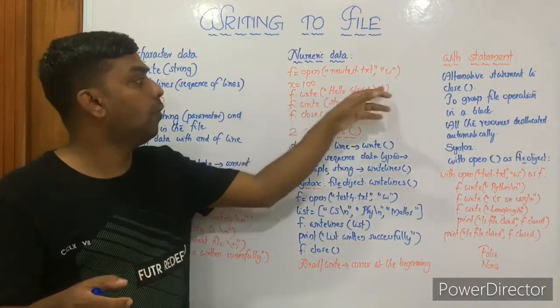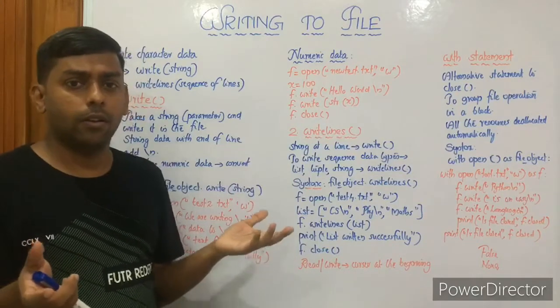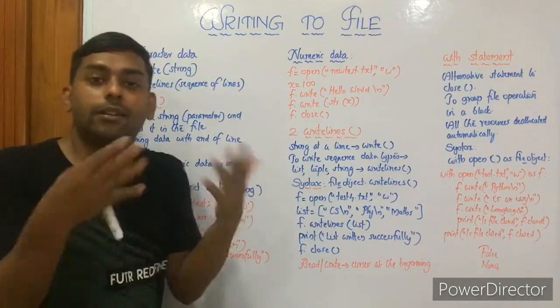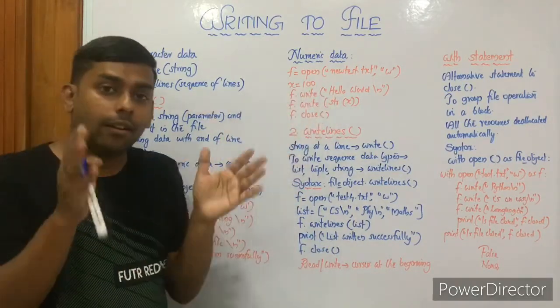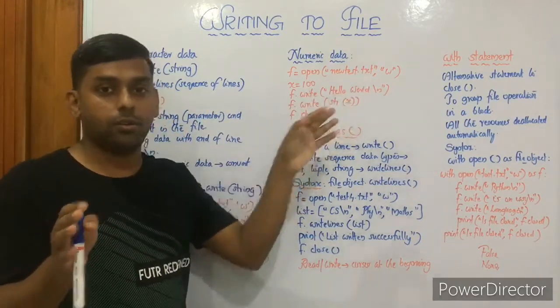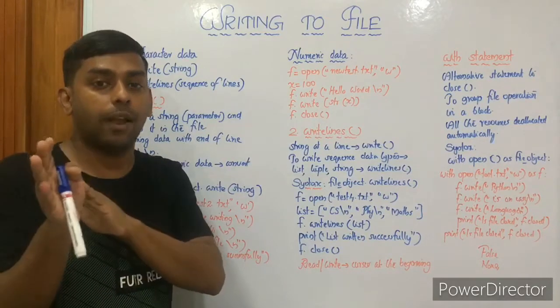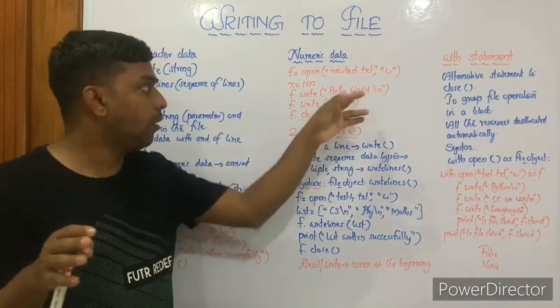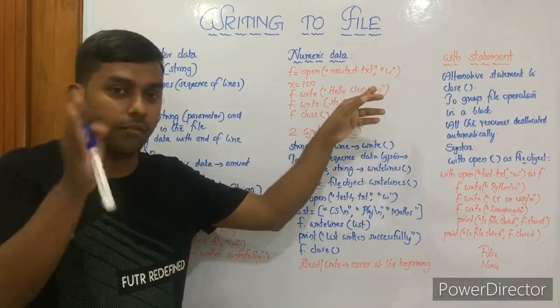Then f.write hello world /n. What is that? It's writing character data. So you can write character data or string data directly. Then hello world /n. So hello world will be written in the file as the first line, and you have /n. That's why it's the first line.